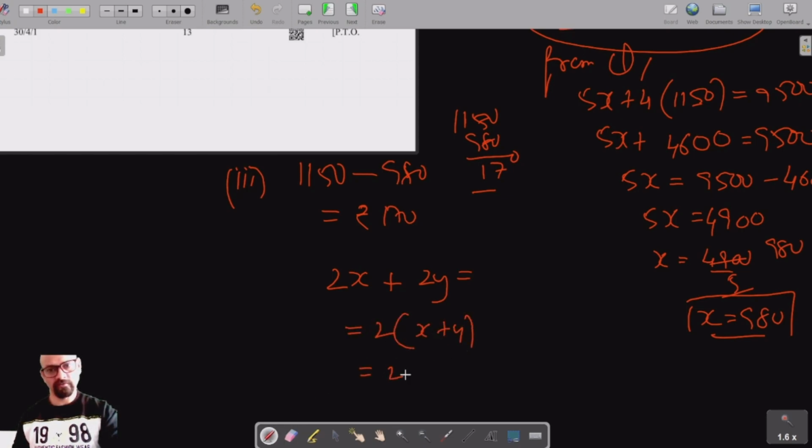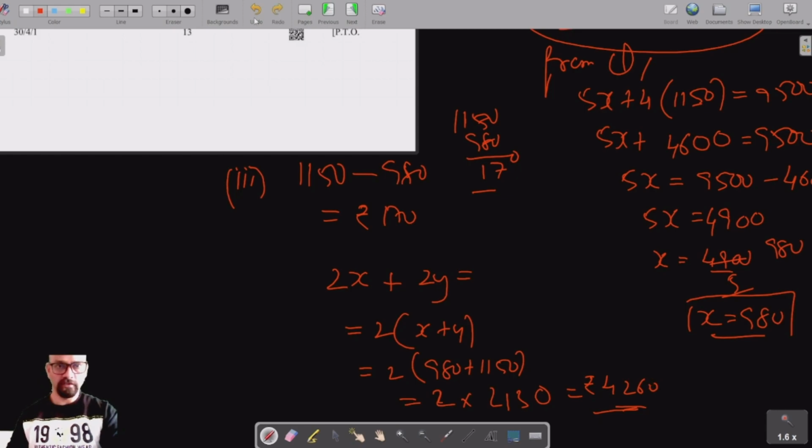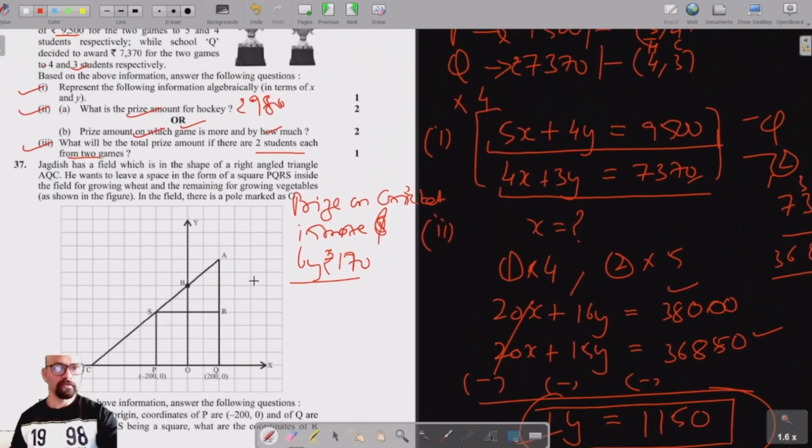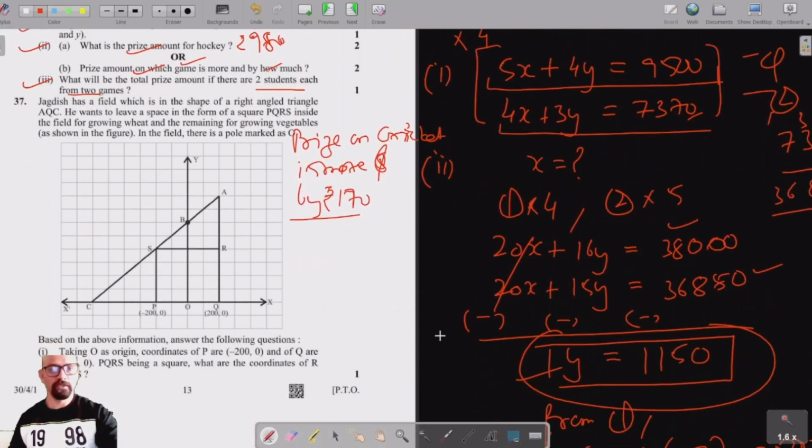2x plus y. So x is 980 plus 1150, which gives us 2 into 2130, which is equal to 4260. So rupees 4260 is the prize money if there are two students from both hockey and cricket. Okay, so this solves our question number 36, that is a case study. Let's move on to question number 37.